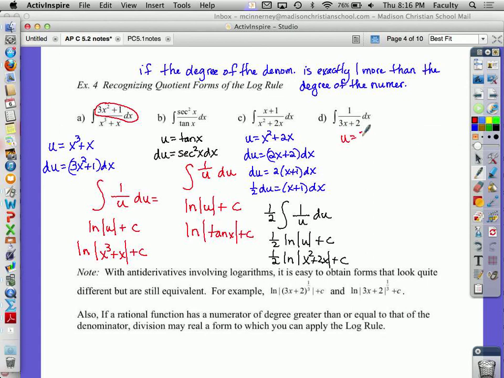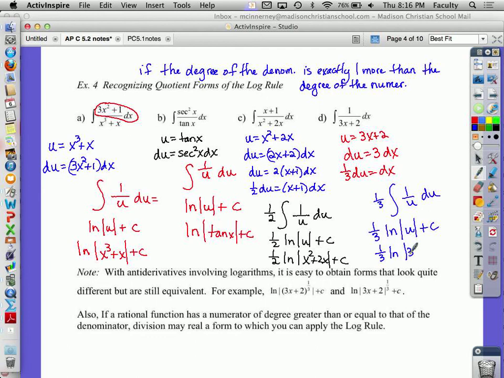If I let u equal 3x plus 2, du is 3 dx. You should notice that there's no 3, so we have to divide both sides by 3. And I get 1/3 the integral, 1 over u du. It's 1/3 natural log absolute value of u plus c. And then just replace u.